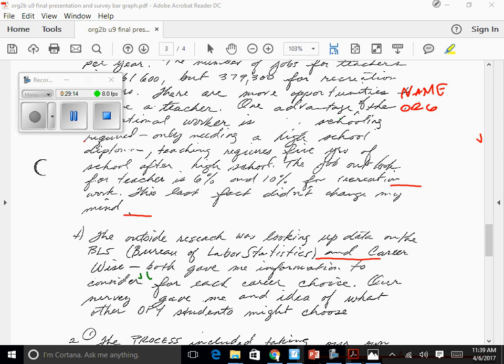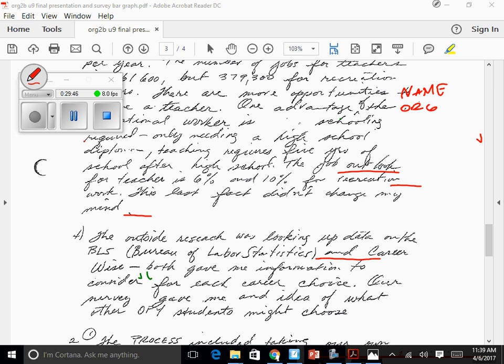For teachers is 6% and 10% for recreation workers. That kind of means that there are going to be fewer opportunities for teachers than there will be for recreation workers. This last fact didn't change my mind. So I still considered that, but the fact that there's going to be fewer jobs for teachers, I still would choose that, even though there'll be more growth for recreation work. Pause right there, friends.